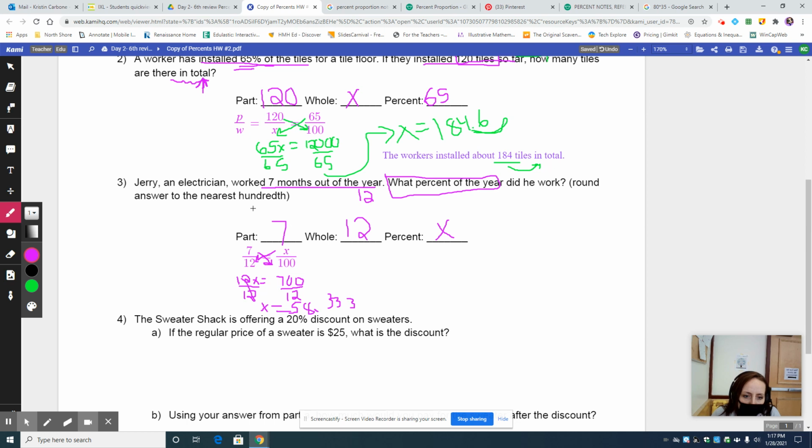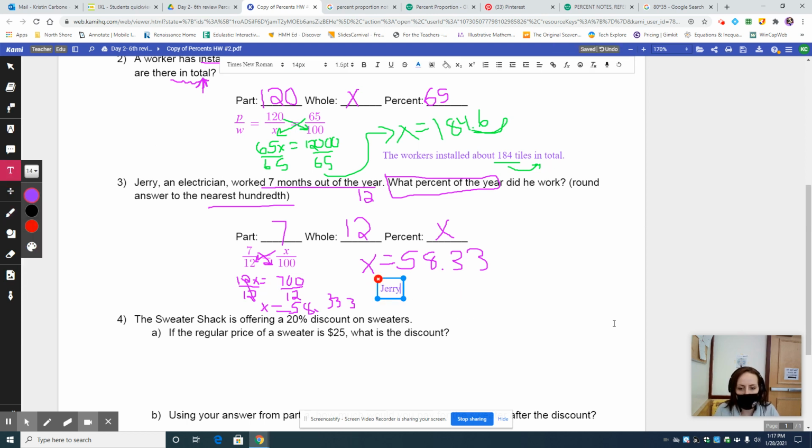0.333. And it wants us to round to the nearest hundredth. So that would be 2 places. So x equals 58.33. The target statement for this would be Jerry worked 58.33% of the year. Period.